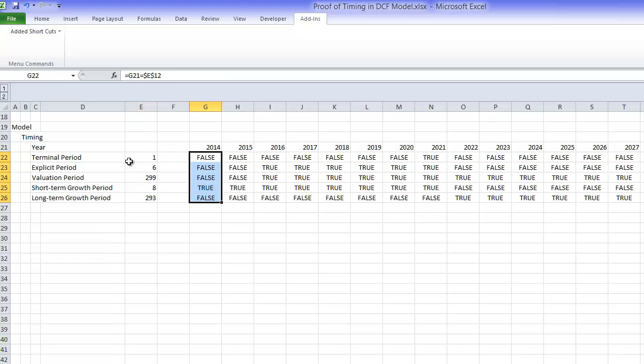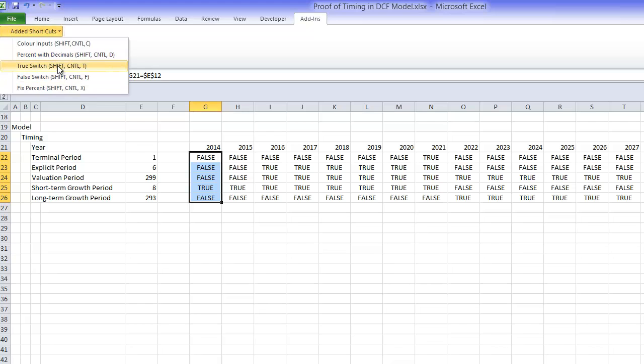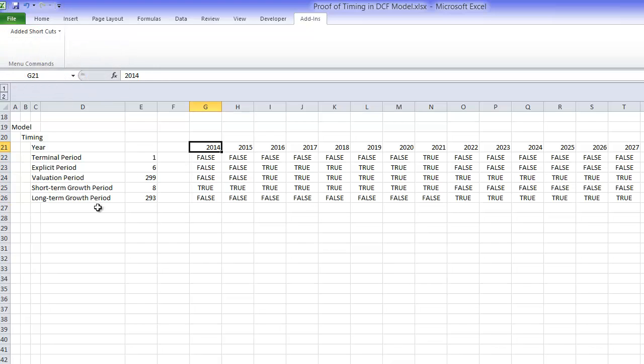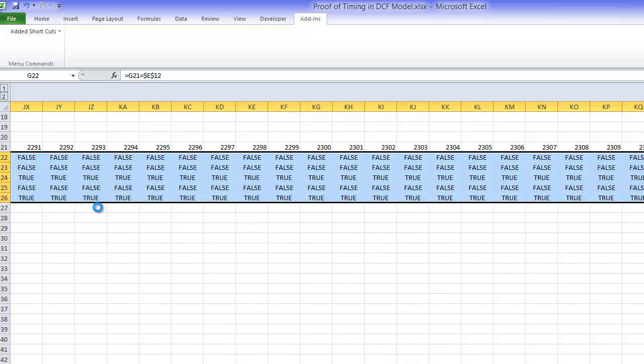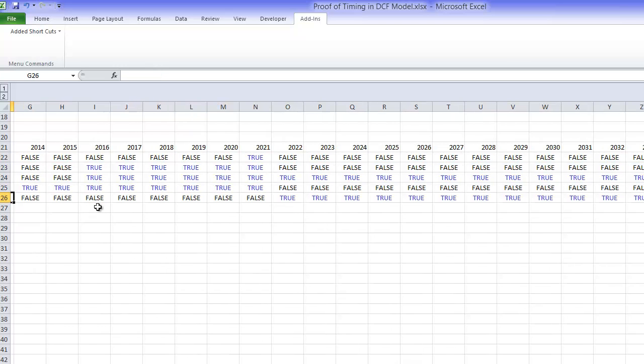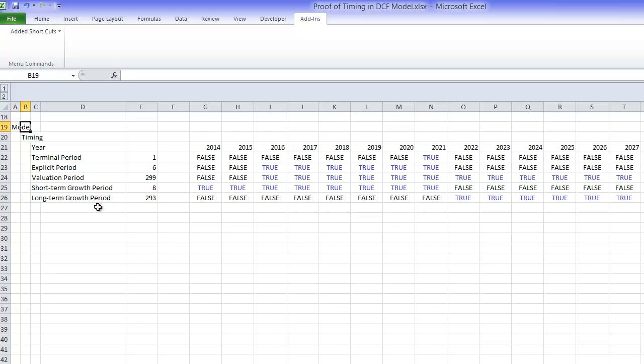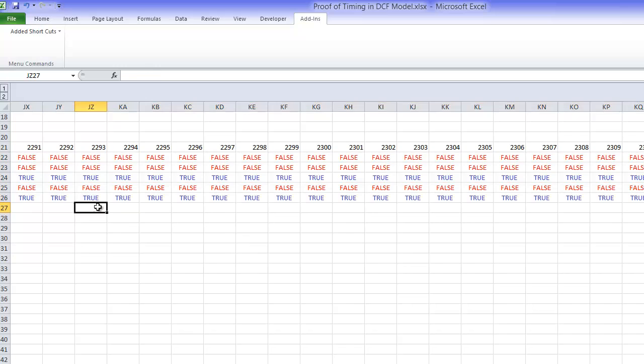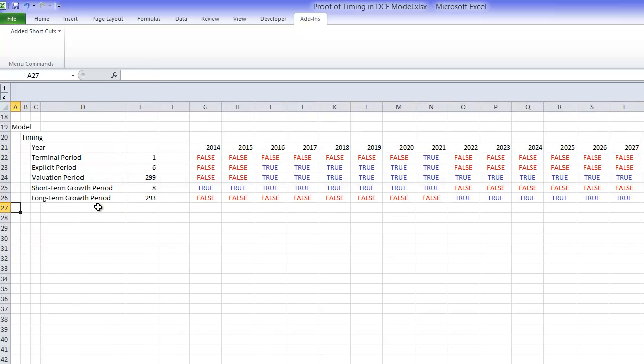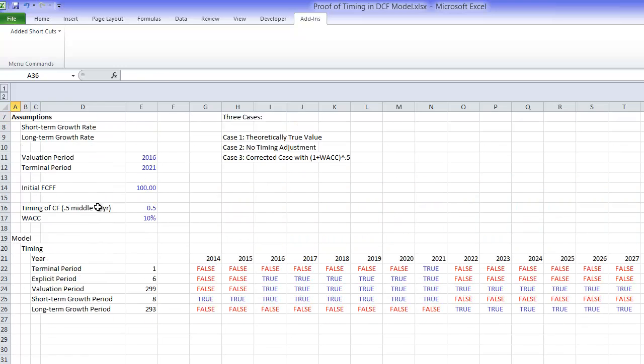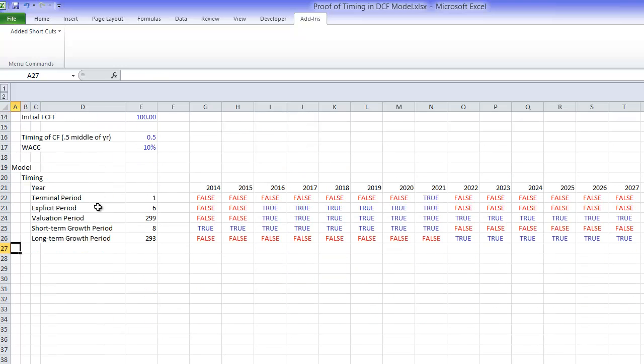Now, it happens that for the add-ins, I put a shortcut for the true switch and false switch because I use these so much. Shift Control T. Of course, you can watch another video. My dog's quiet right now. You can watch a video and you can see how to just include these simple user-defined shortcuts in your own analysis.